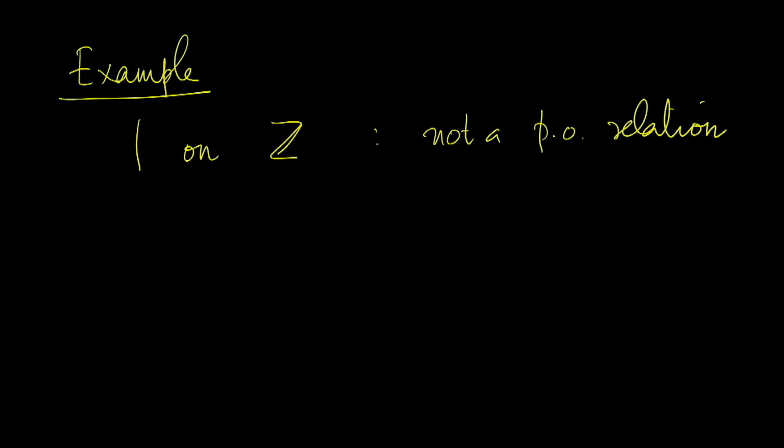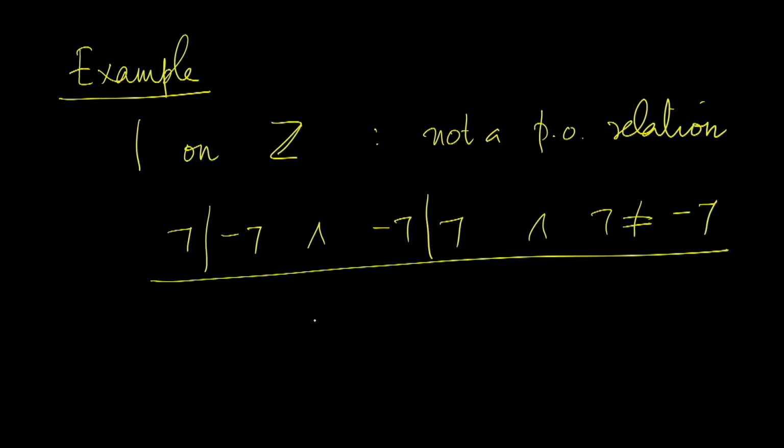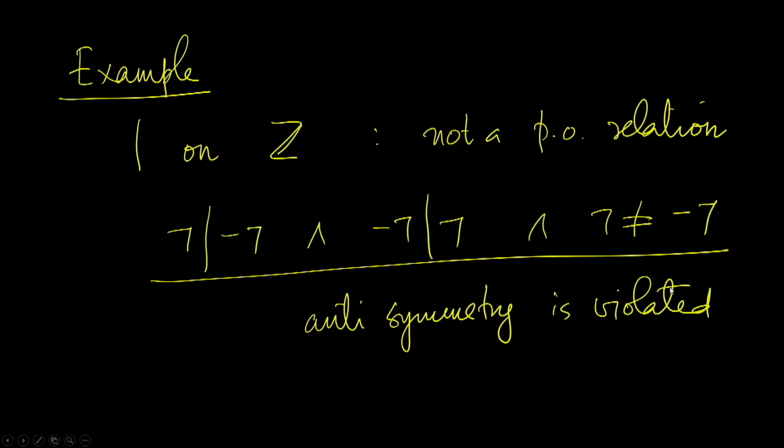Why is this? This is because we know that 7 divides minus 7 and minus 7 divides 7, yet 7 and minus 7 are not the same. Therefore, the antisymmetry property is violated by this relation. So when we consider the same divisibility relation for integers instead of natural numbers, we find that we do not get a partially ordered set or a poset.